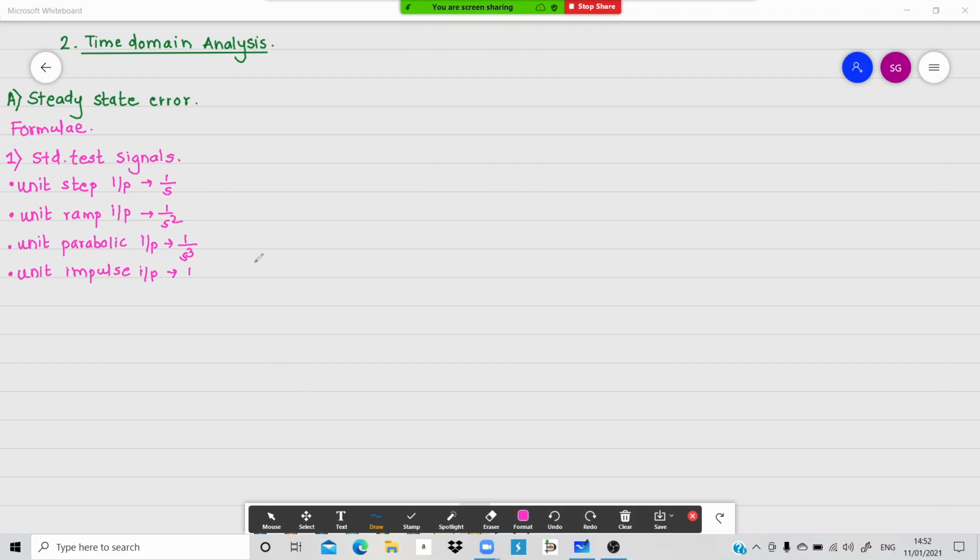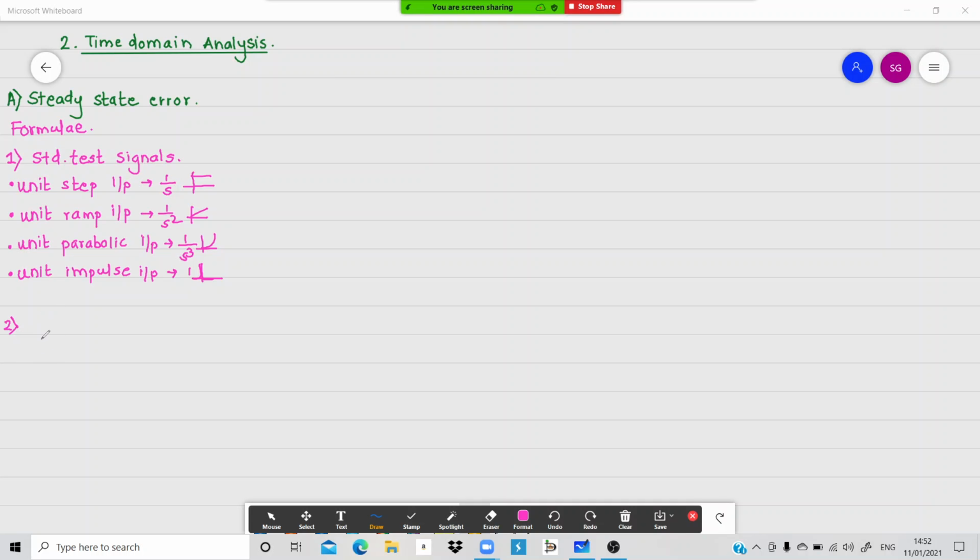In short, if you want to draw the waveforms, I'll just draw them freehand. So just a step, a ramp, parabolic, and impulse.